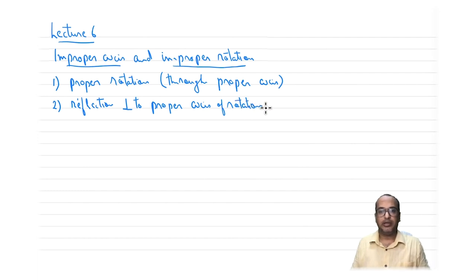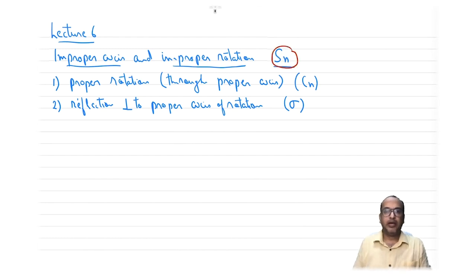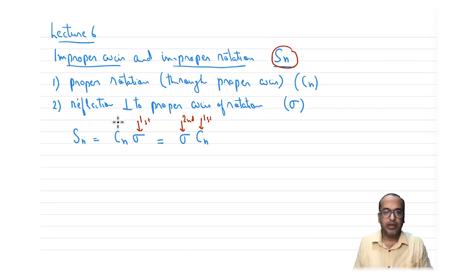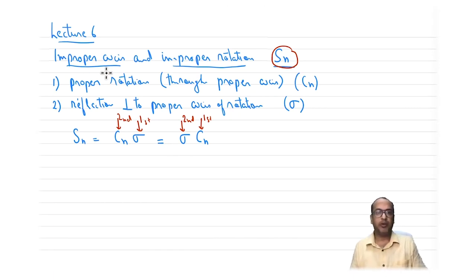This is called Cn, this is called sigma, and the improper axis or improper rotation is denoted by Sn. Now this Sn is a combination of Cn and sigma, and it does not really matter in which order you apply the individual operations. You can apply Cn first and sigma second, or sigma first and Cn second. Let us see with an example how this improper axis can be understood.